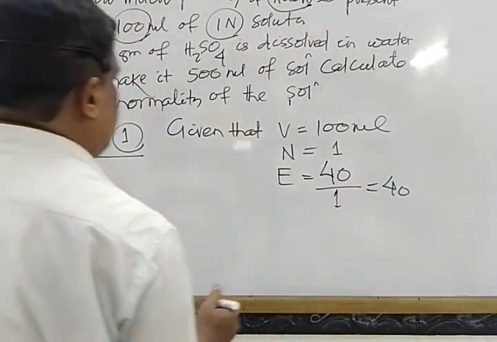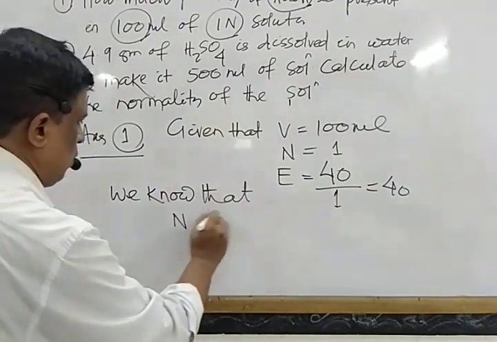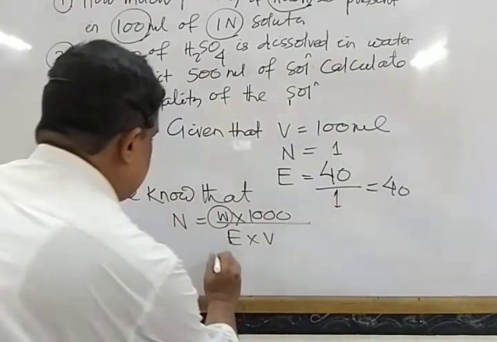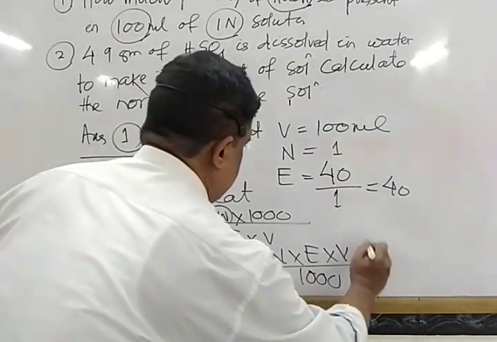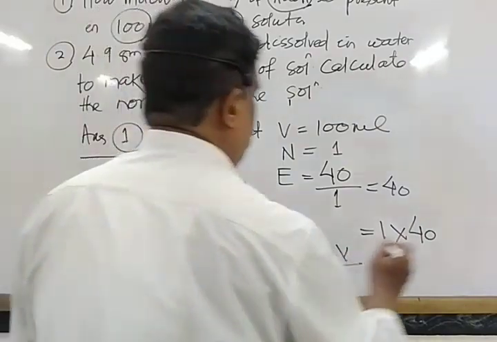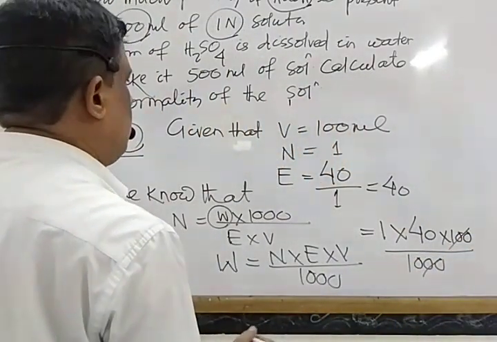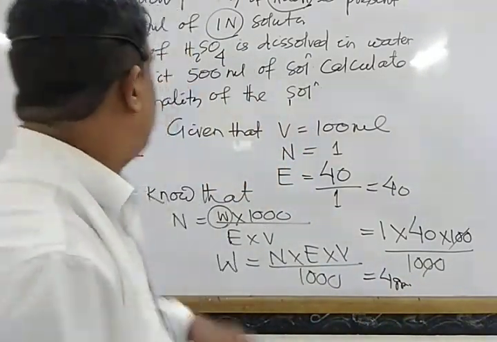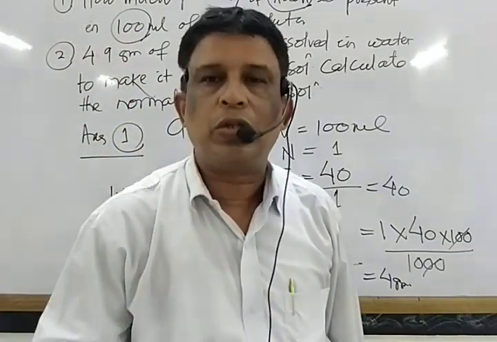That means we have to calculate the weight. We know that N is equal to W into 1000 by E into V. We have to calculate W. That means W is equal to N into E into V divided by 1000. That means N is given as 1, E is 40, V is 100, divided by 1000, which is equal to 4. That means weight is equal to 4 gram. That means 4 gram of sodium hydroxide is present in 100 ml of the solution, making the solution 1 normal.